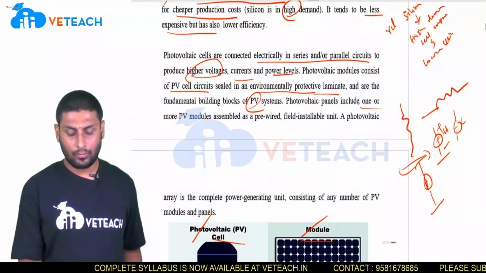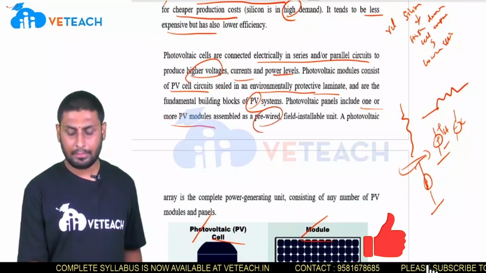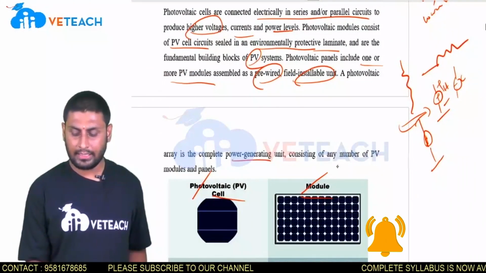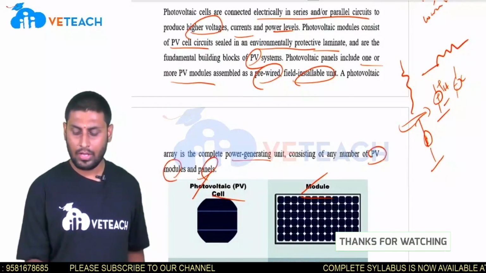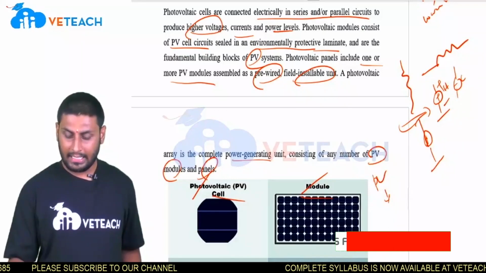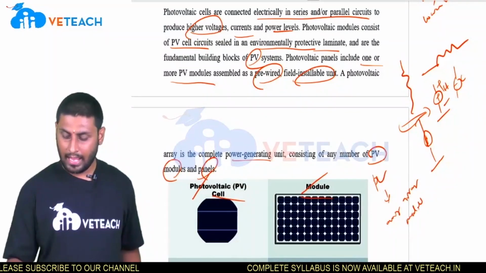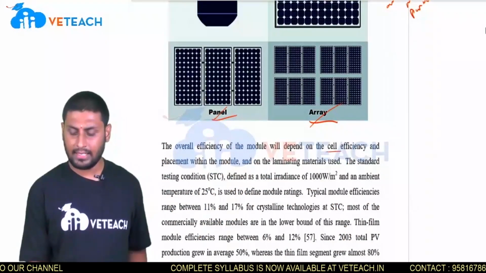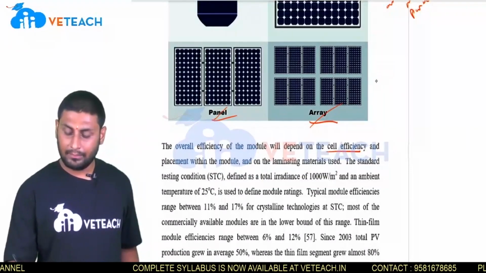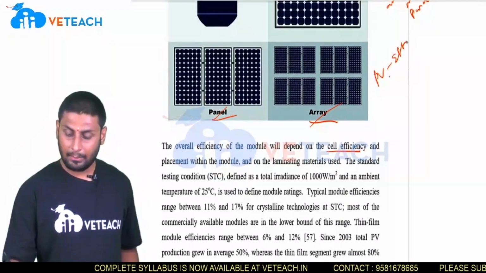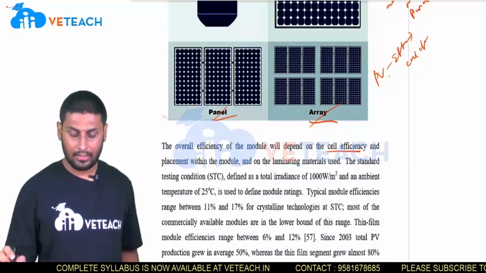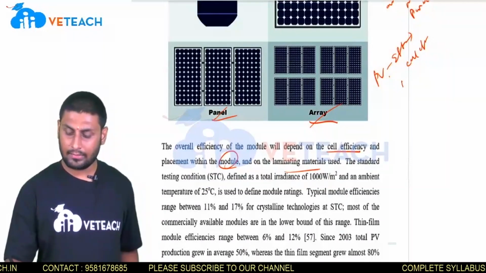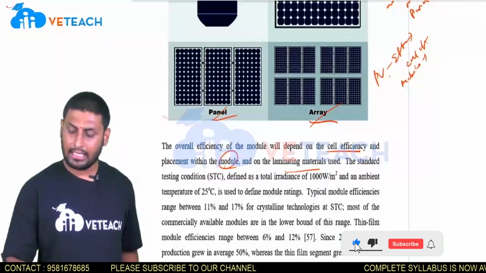A photovoltaic array includes one or more PV modules assembled as a pre-wired, field-installed unit. A photovoltaic array is a complete power generating unit consisting of any number of PV modules and panels. There is no limitation on this. The overall efficiency of the module depends mainly on cell efficiency, but also on the placement of cells within the module and on the laminate materials.